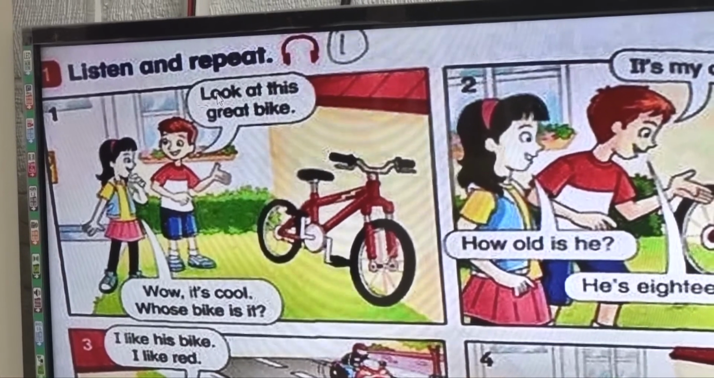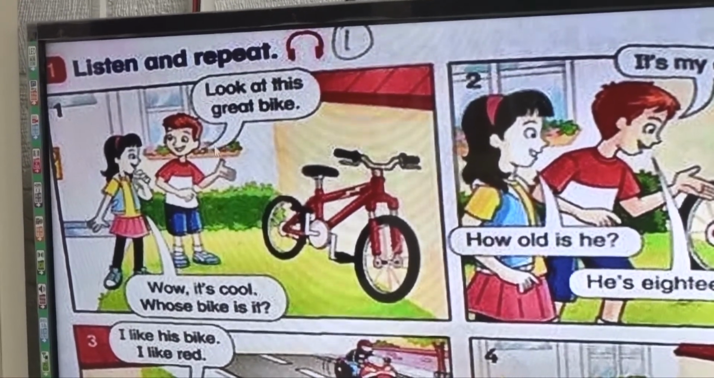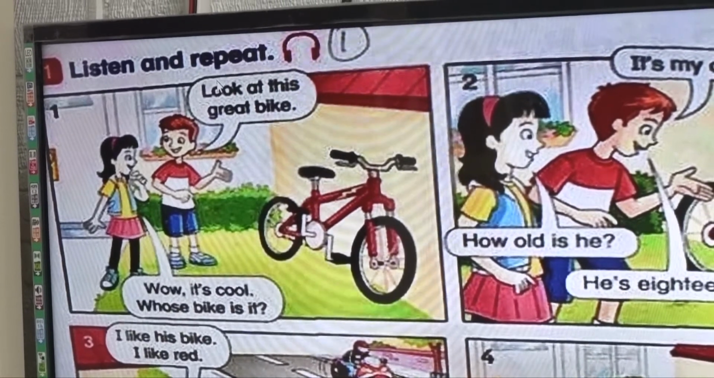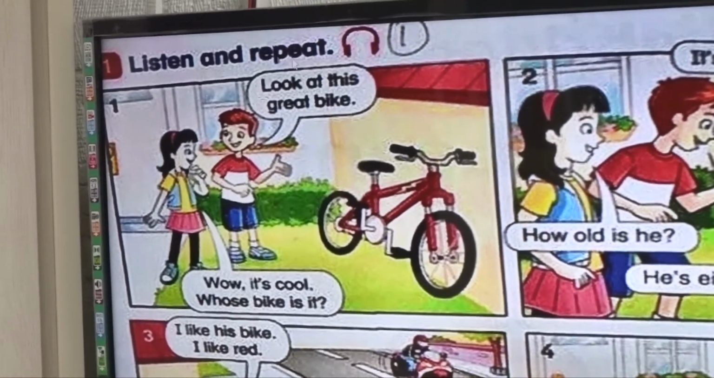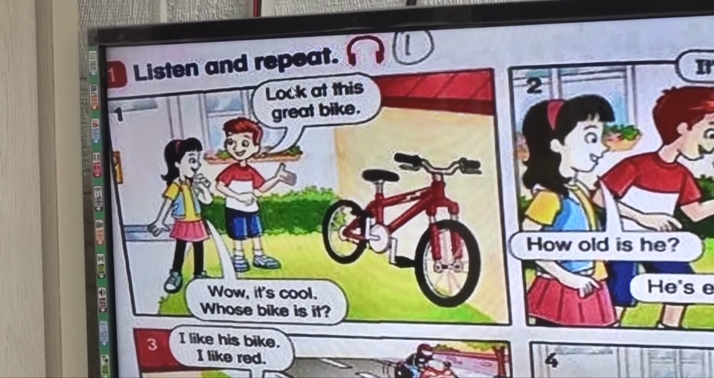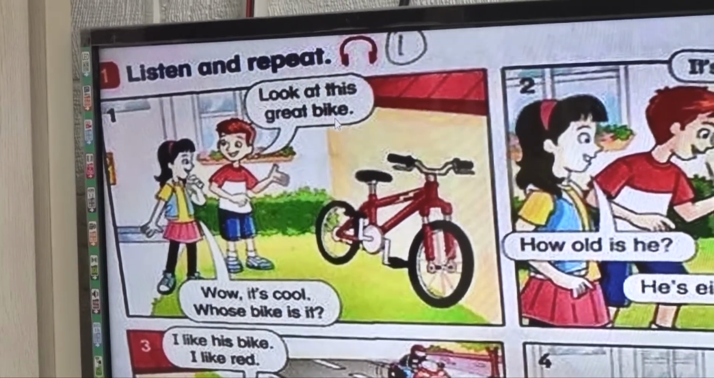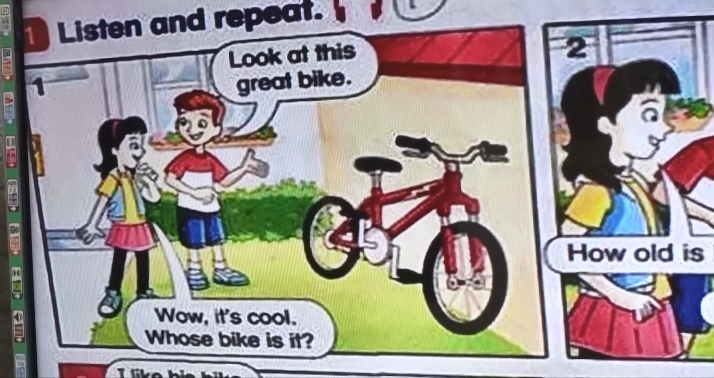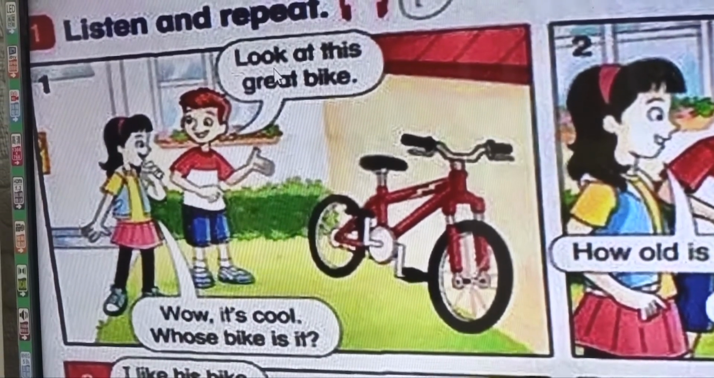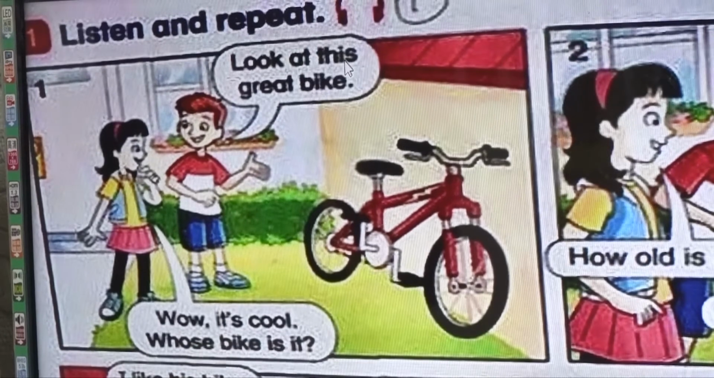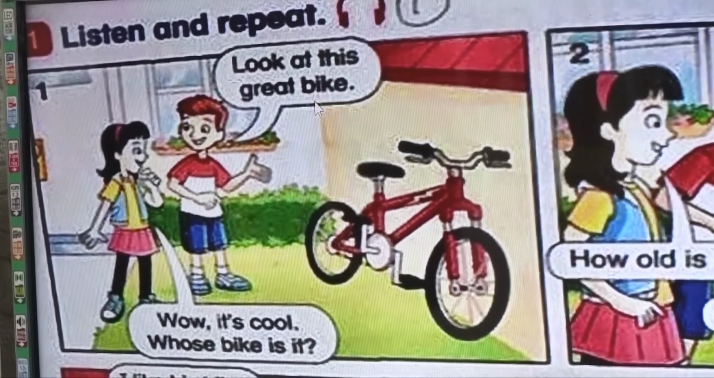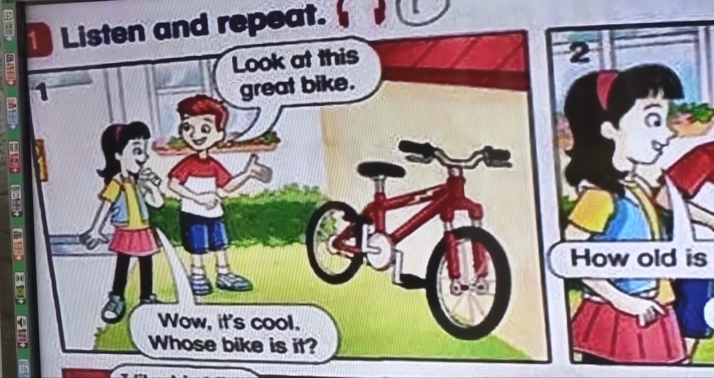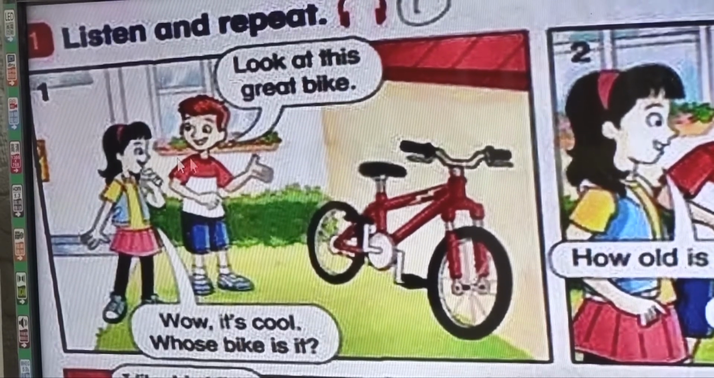So who is this boy, right? And what's he saying? He's saying, look at this bike. Look at this great bike, right? So Matt is saying, look at this great bike. Alright, can you try to read it by yourself? Alright, look at this great bike. Okay? Alright, very good.